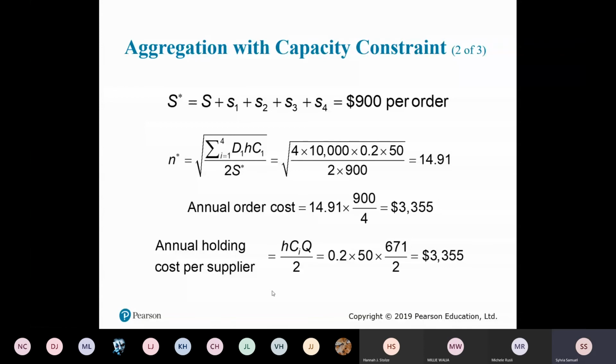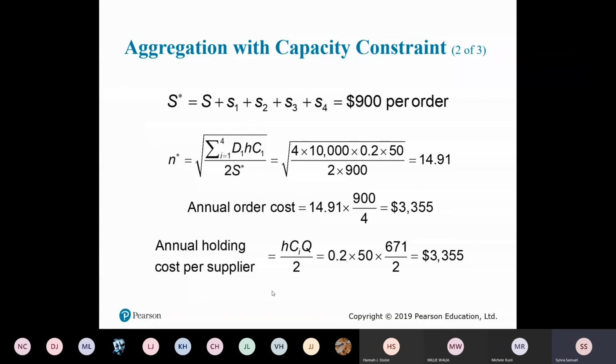Maybe you can ask me where we get 671. We get it from the demand, 10,000, divided by the order frequency 14.91. Let's use your calculator, and you will get 671.